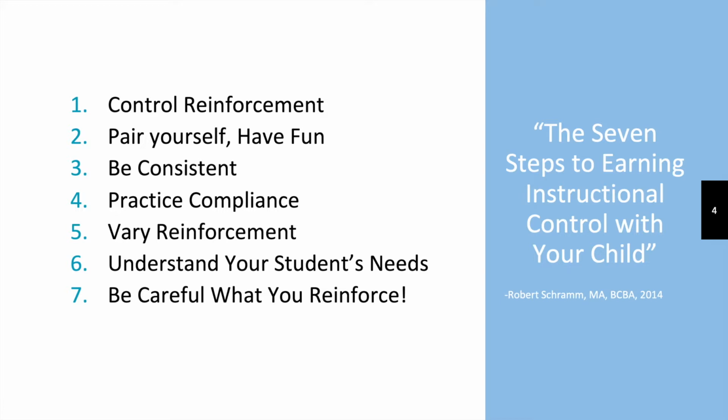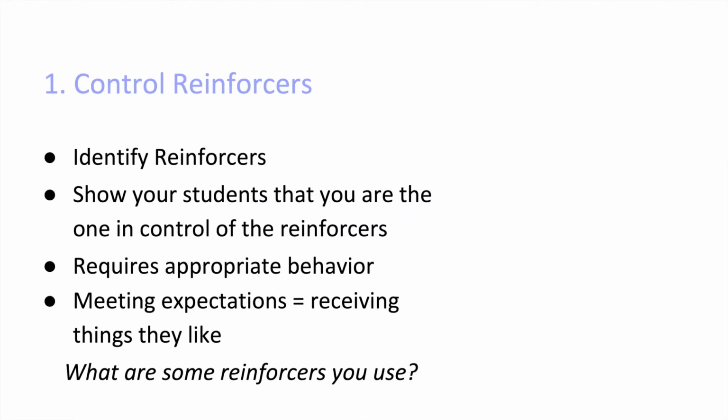As this video progresses, we will touch base on the 7 different areas of instructional control. The 7 areas are to control reinforcement, pair yourself and have fun, be consistent, practice compliance, vary reinforcement, understand your students' needs, and be careful what you reinforce. The first step to gaining instructional control is to control the reinforcers.